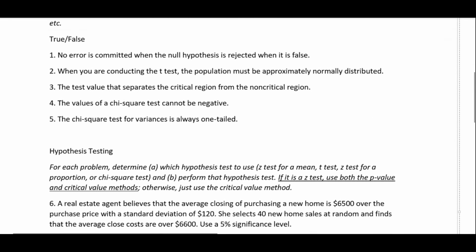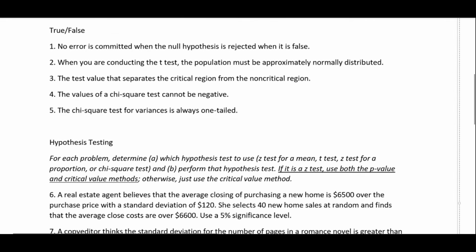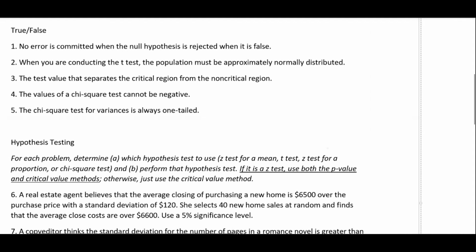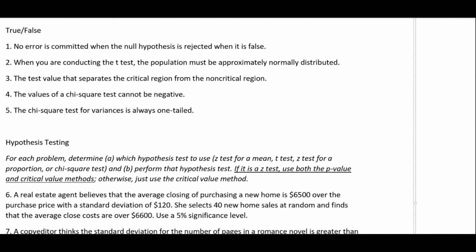So let's go over some of the conceptual stuff. This is only some of what I could ask. So make sure you go back and go through the vocab, and that you understand how the hypothesis test works. For the first problem, it says no error is committed when the null hypothesis is rejected when it is false. The concept here is you have to know whether it's a type 1 error, a type 2 error, or no error being committed.